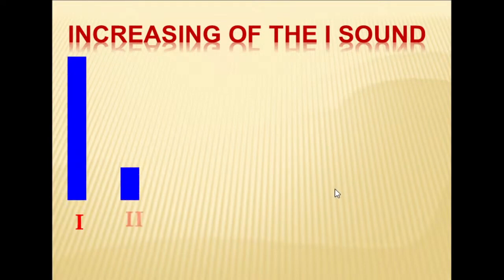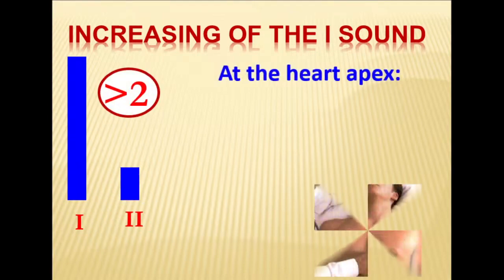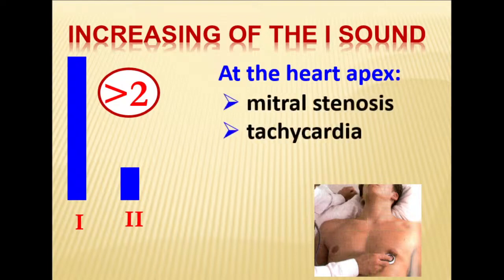The first sound is increased when its intensity is more than 2 times louder compared with the second sound. When can it be? Over the heart apex, the first sound is increased in mitral stenosis, which is a heart defect characterized by narrowing of the mitral orifice, and in case of tachycardia.